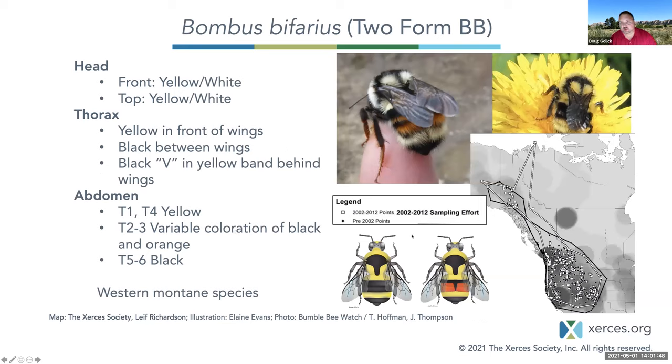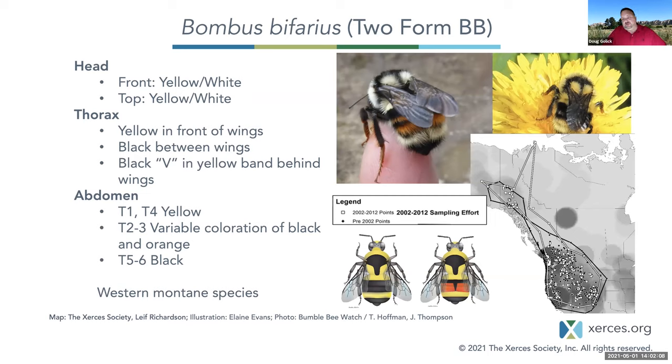Finally, the two that are real similar in this state to each other are Bombus huntii and then Bombus bifarius, which is this one. Found in the far reaches of western Nebraska. I found this in Sioux County. I believe it's the only spot that I've found it in the past. Excuse me. Quite abundant in the western U.S. and up into Canada.